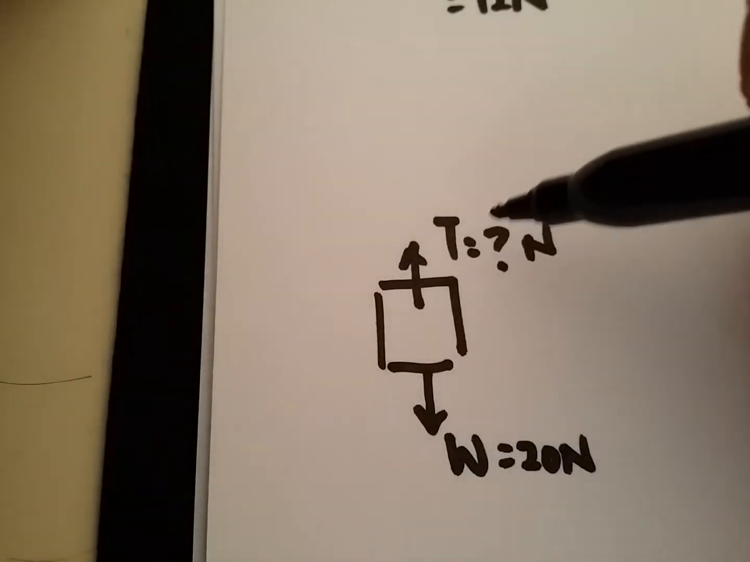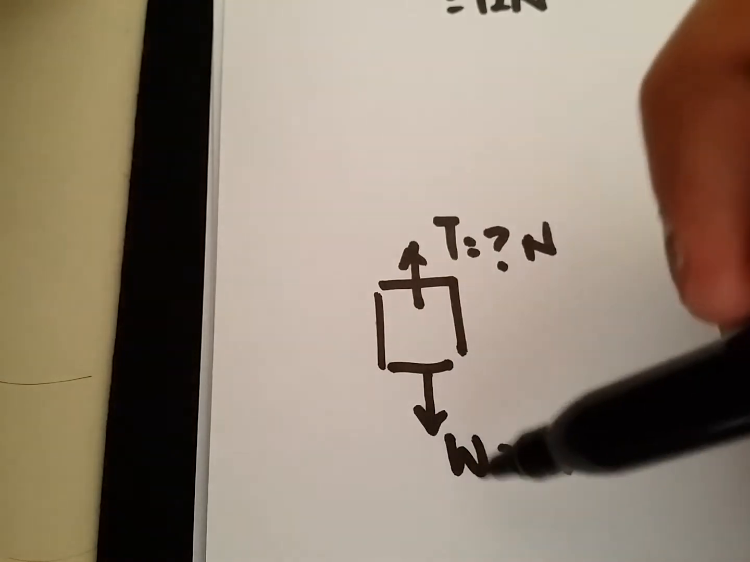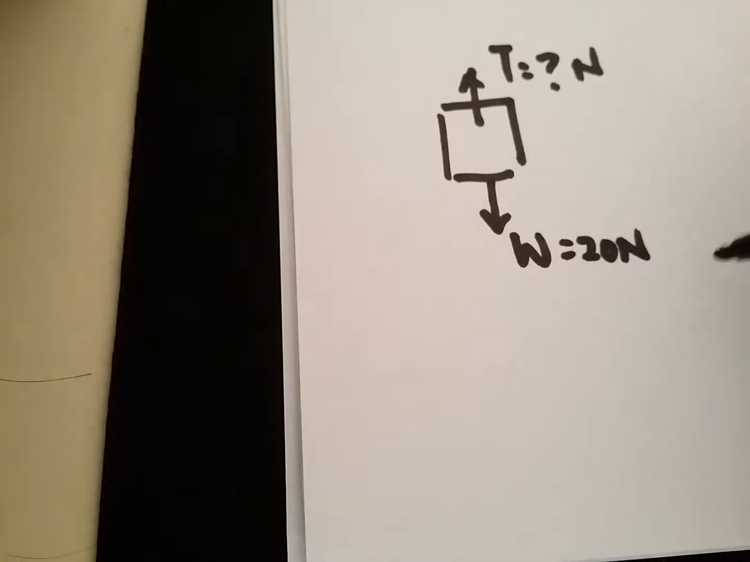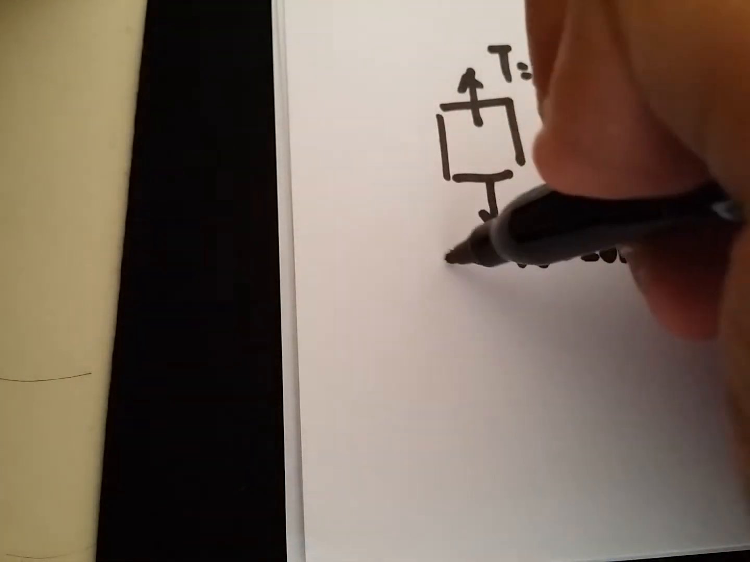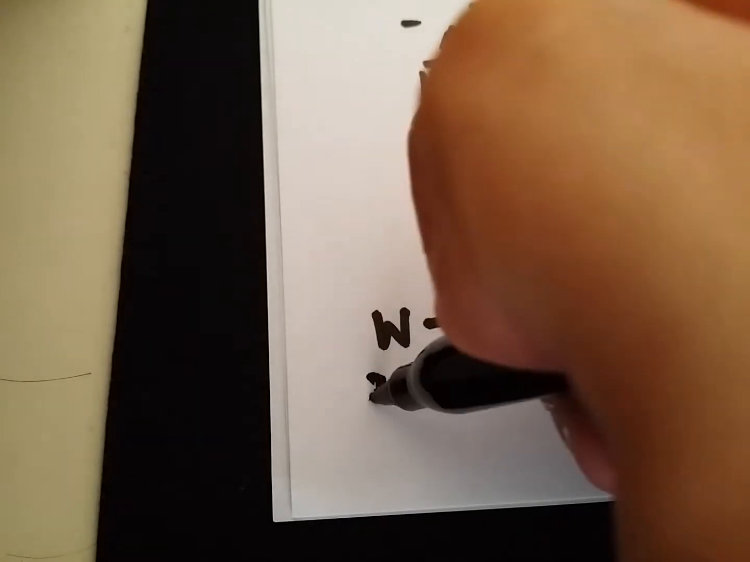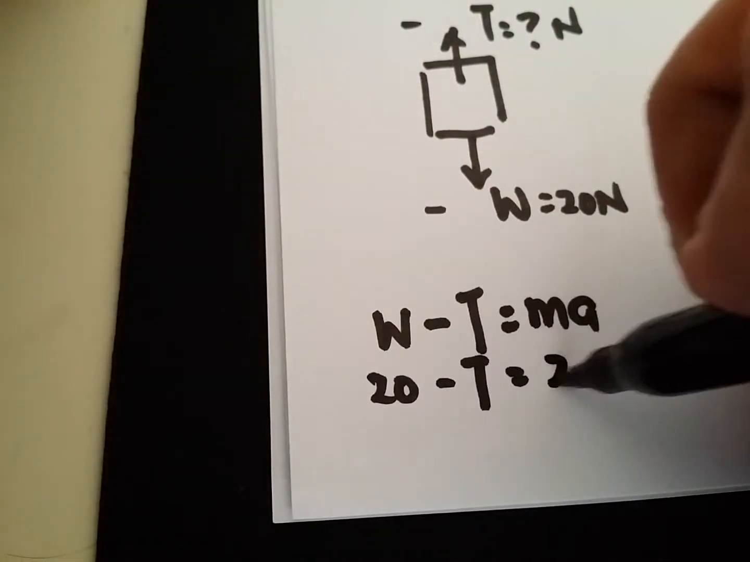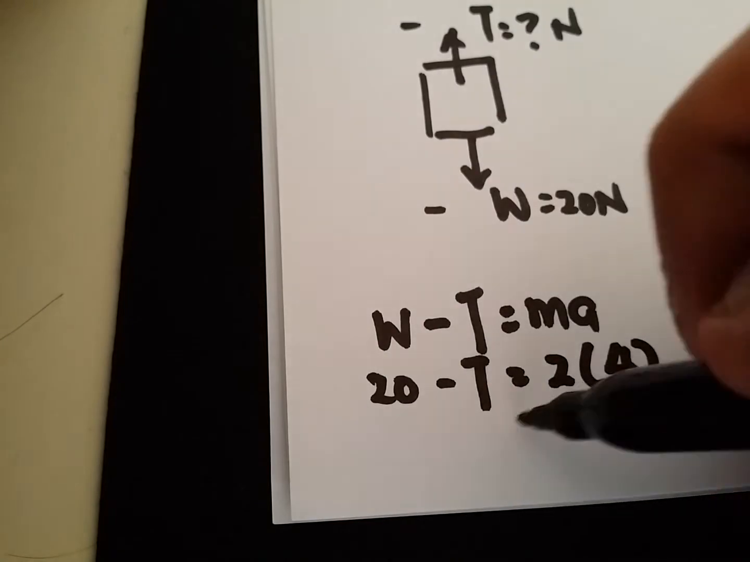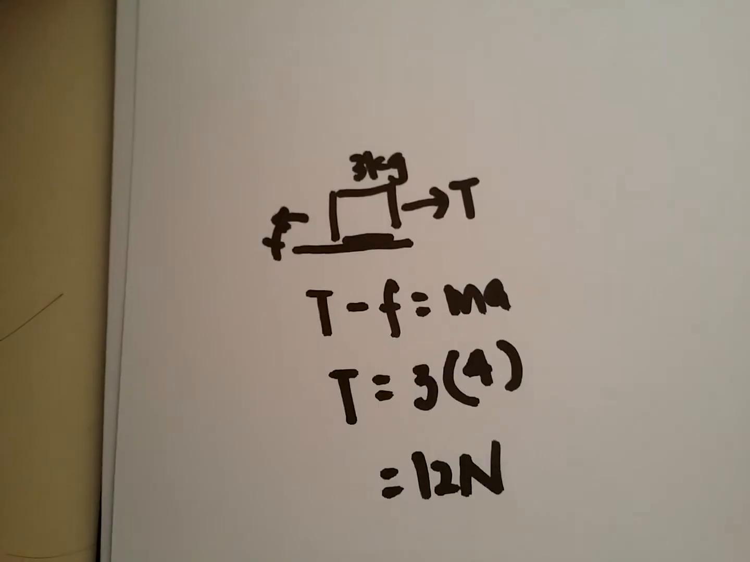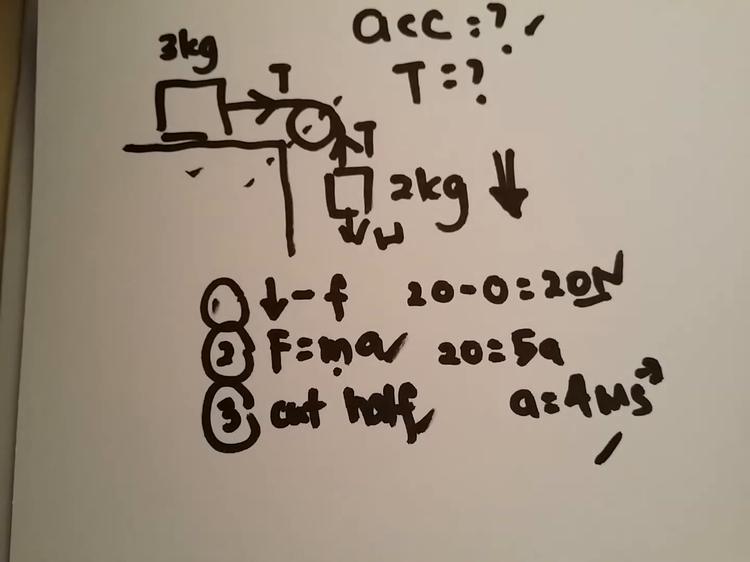So what we will realize is that, in order for this object to go down, the weight must be bigger than the tension. So the general rule is the bigger one minus the smaller one equals MA. So W or T, which one is bigger? W is bigger, minus the smaller one, equals MA. So 20 Newton minus the tension equals mass of 2 times 4. Calculate this, and you get T equals 12 Newton. So this is 12 Newton, this is also 12 Newton, and I can calculate my acceleration to be 4.